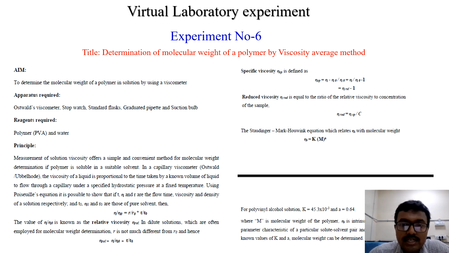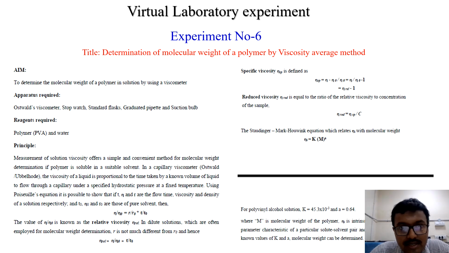For that there are different methods. Today we'll discuss the viscosity average method. Viscosity is a property of polymer. A polymer solution is highly dense because of the many cross linkings in the polymer, so polymer solutions are viscous solutions. Using this viscosity property of a polymer, we can determine its average molecular weight. In this experiment we'll discuss that.